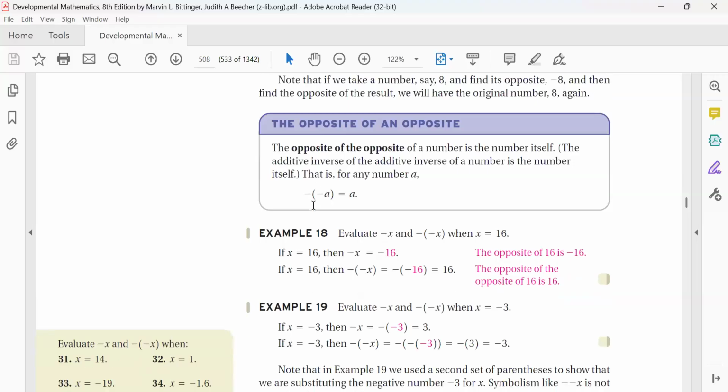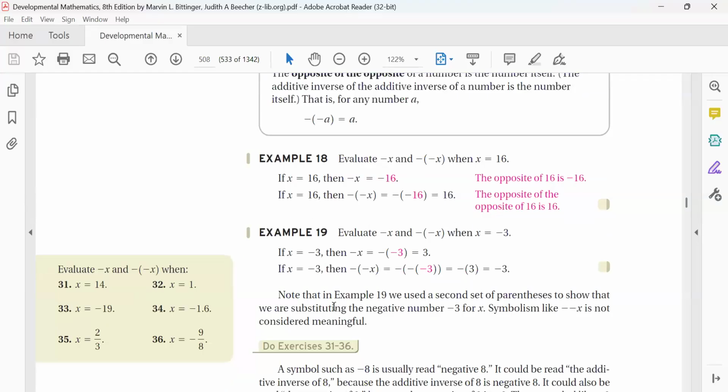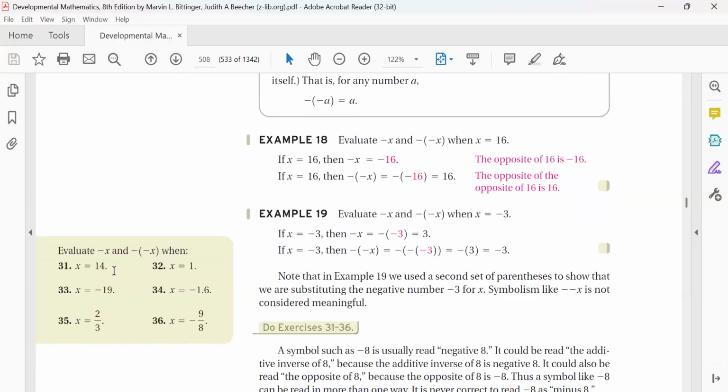Here are some examples of evaluating minus x when x equals 16. You substitute 16 inside, giving minus of minus 16. Minus times minus is plus, so that gives me positive 16. There are a lot of good examples on this page, from question number 31 all the way to question number 36. But the nice one is example number 19.